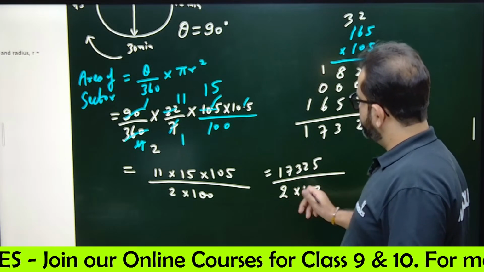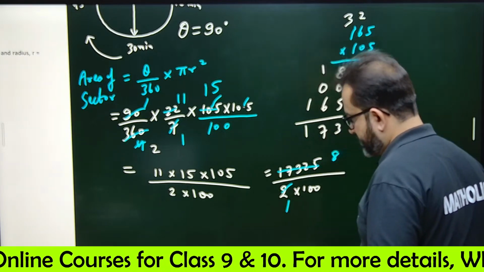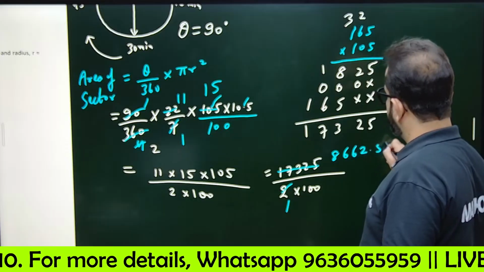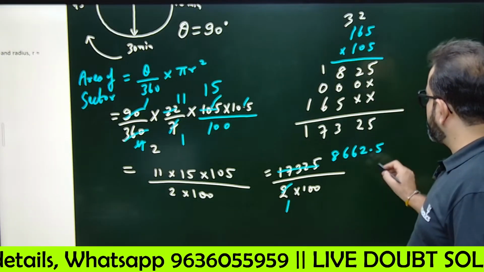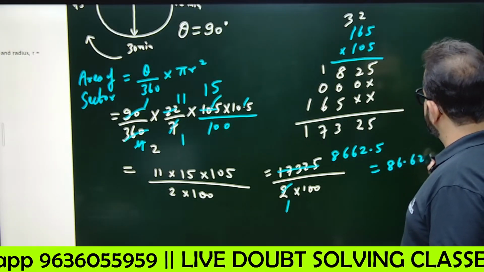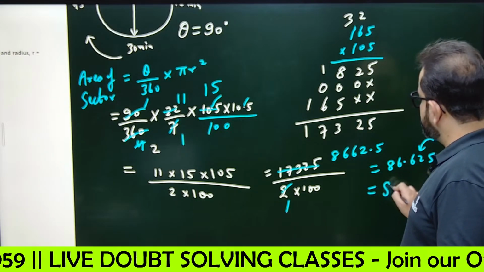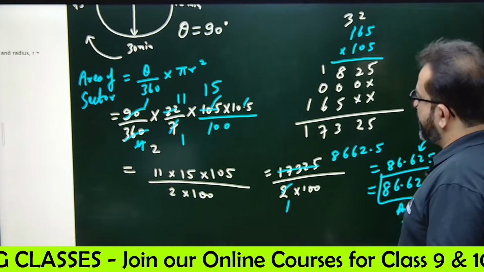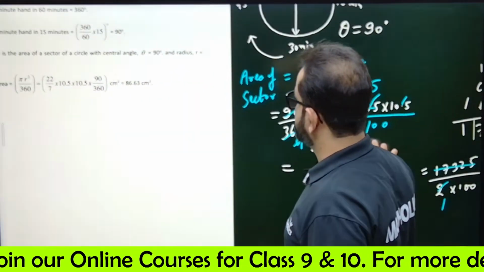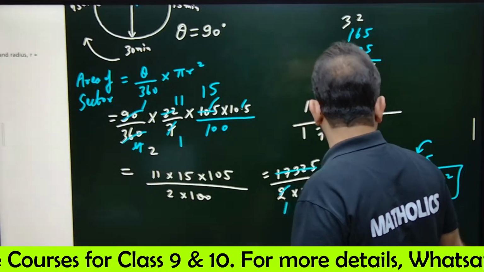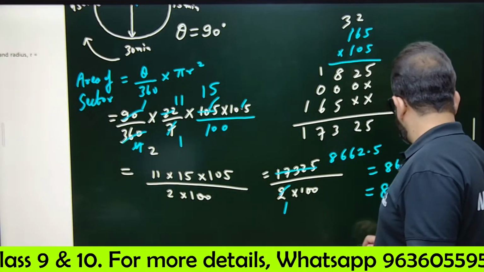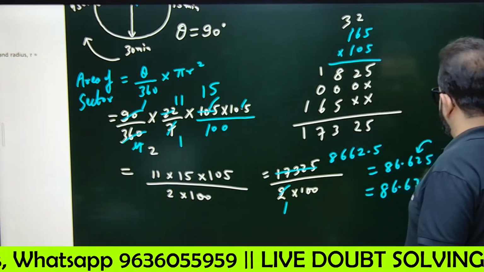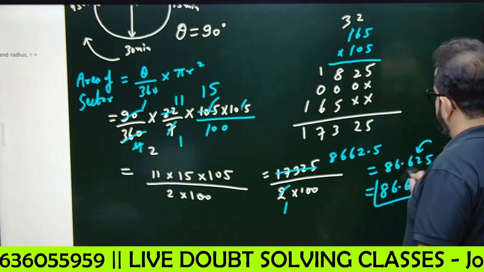Now divide by 2. 2 1s are 2, 2 8s are 16, 2 6s are 12, 2 6s are 12, 2 2s are 4, .5. Now 8662.5 upon 100, the answer will be 86.625. Round off to 2 decimals. 86.63, yes, obviously. We have done rounding off. This 2 will become 3. So 86.63 centimeter squares is my answer.